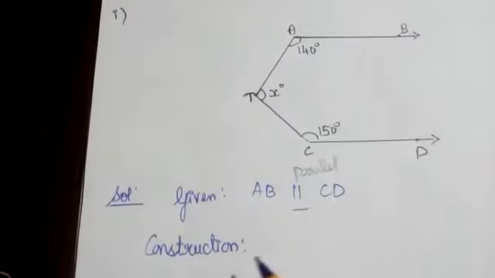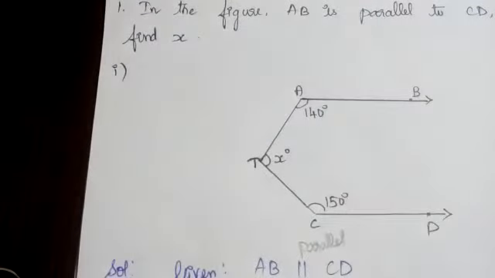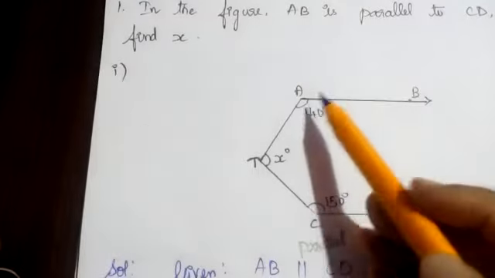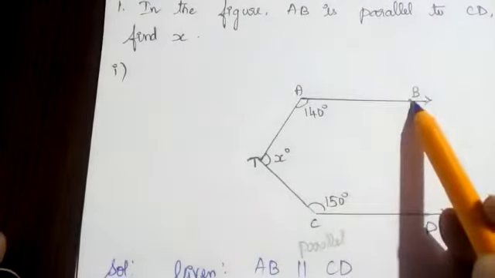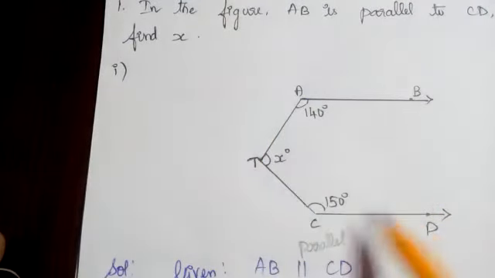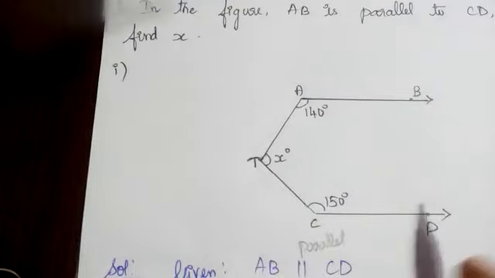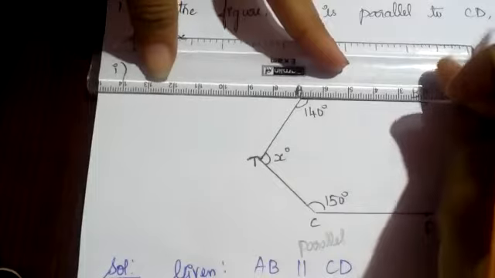Next, construction. See, with the given details, I cannot find the value of x. To find the value of x, I have to do a few more constructions. So what I'm going to do is extend AB. I'm going to extend this line segment AB to a point F, and extend this line segment CD to a point E. Here I'm going to extend AB to a point F.